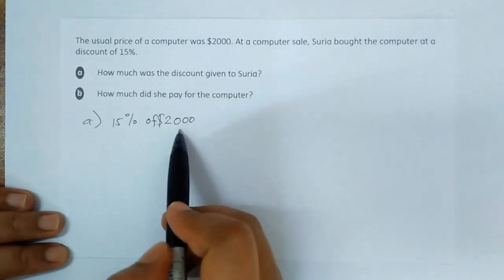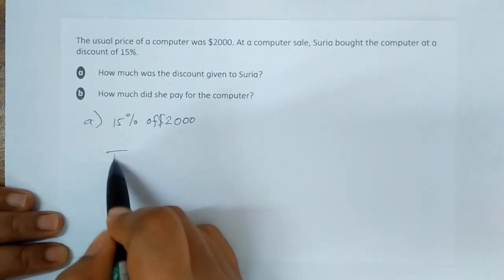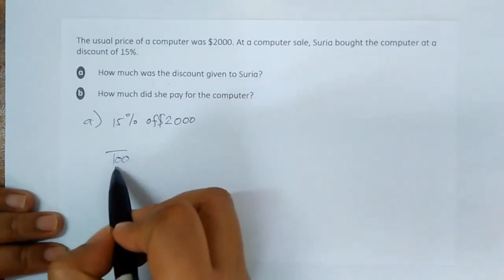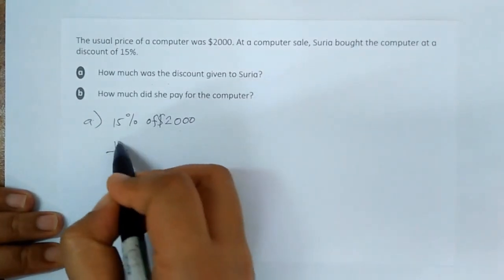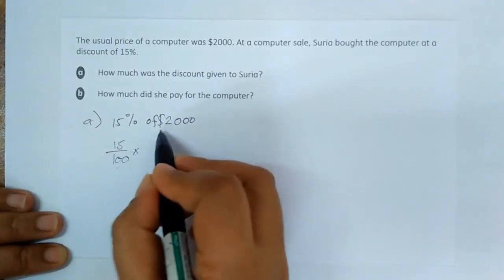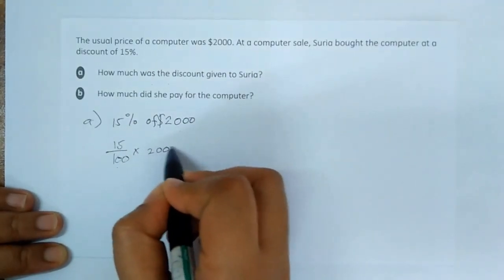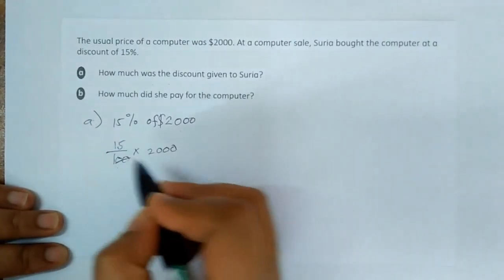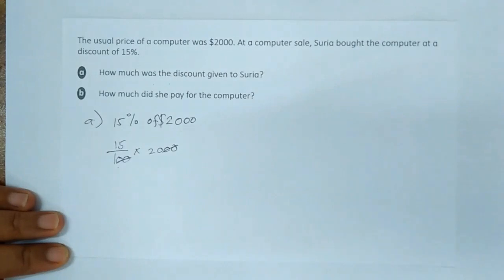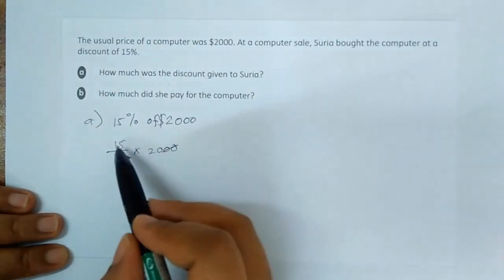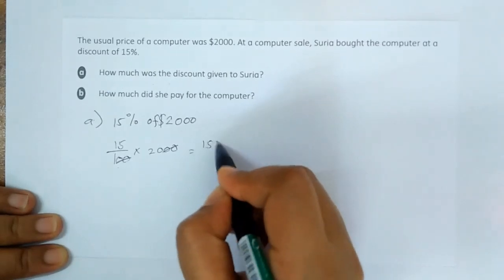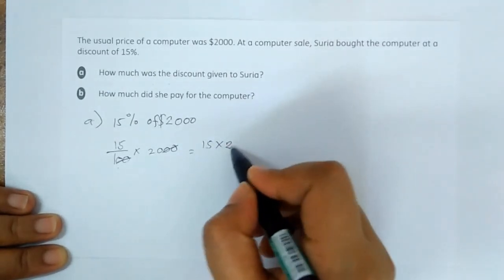So how are we going to take the percentage of 2,000? Just make the percent into fraction by writing 100 as the denominator. Then multiply to 2000. Are there numbers that we can simplify? Yes. You can take out the zeros. Okay, no more. So just have the remaining numbers 15 times 20.